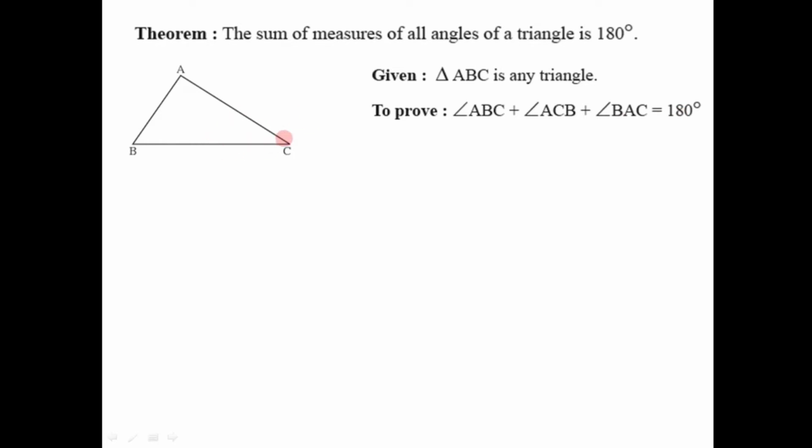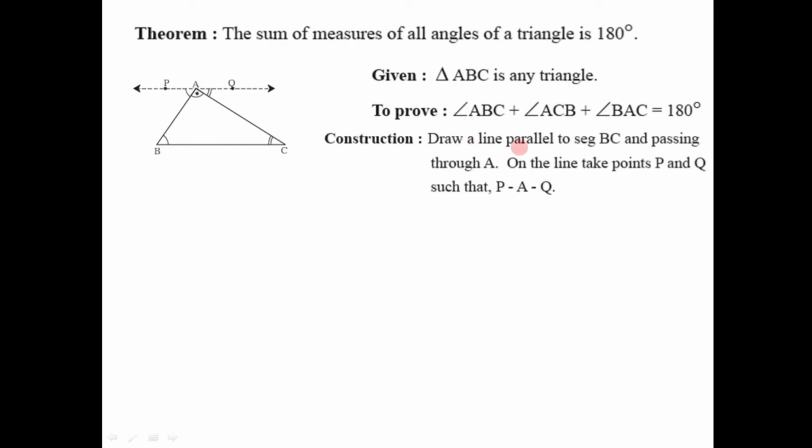Now to prove this, we need to do one construction. So let us draw one line PQ which is parallel to side BC of the triangle and which passes through point A, that is the vertex opposite to side BC. The construction is: draw a line parallel to segment BC and passing through point A. We have to take 2 points on this line, P and Q, such that P, A and Q are collinear. Now by doing this construction, we start with the proof.